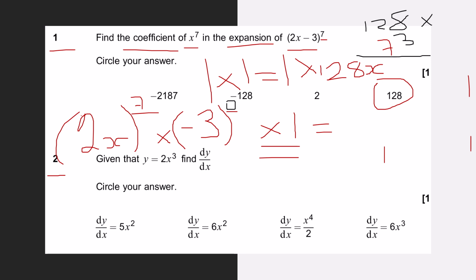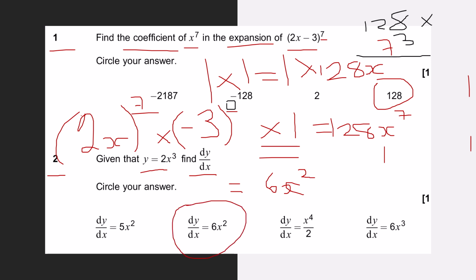Okay, so question number 2. So the answer, guys, to question 1 is 128 x to the power of 7, so the coefficient of that is going to be 128. That's question 1 done. Question number 2: given that y is equal to 2x cubed, find dy by dx. So the power is multiplied and the power goes down by 1. So 2 times 3 is 6x, and then we knock 1 from the power, so it becomes 2. So the answer is 6x squared, which is option number 2.